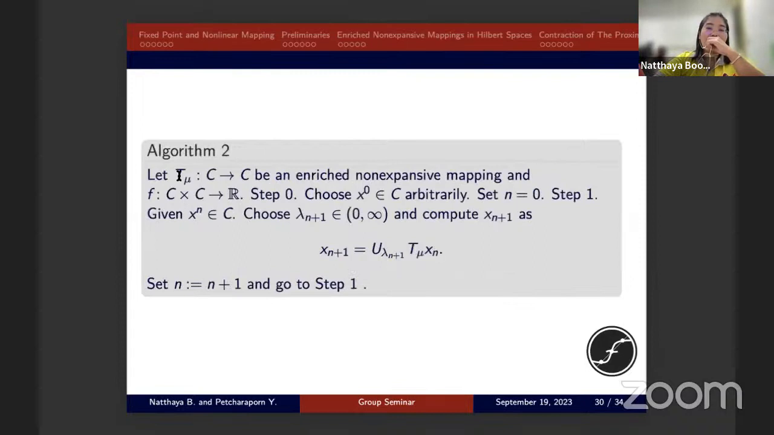The algorithm: let T mu be an enriched nonexpansive mapping and F a bifunction. Step 0: choose x0 in C arbitrary and set n equal to 0. Step 1: given xn in C, choose lambda n plus 1 in the open interval and compute xn plus 1 equal to U lambda n plus 1 of T mu xn, then set n to n plus 1 and go to step 1 again.